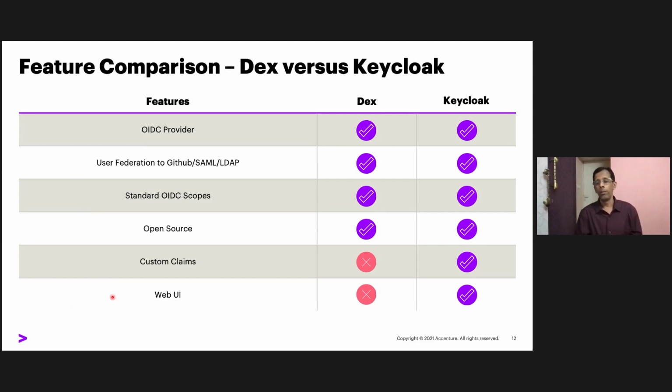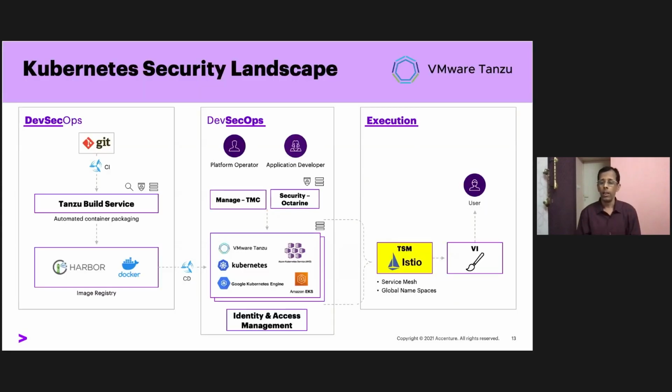So that pretty much covers the identity management aspect and how DEX and Keycloak type open source projects supporting OIDC can be used to manage this authentication, and how TMC can be used to control the authorization. Let me move further and get into Istio, Service Mesh, and TSM.